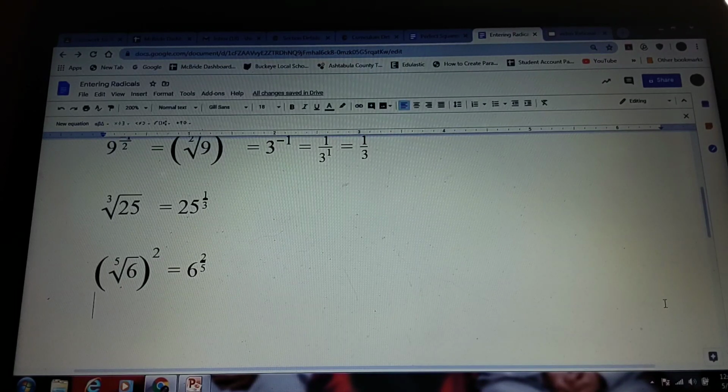Okay, it's going to take a little bit of practice. The assignment really isn't that hard. It's mostly trying to get used to using this program and how to put the things in.